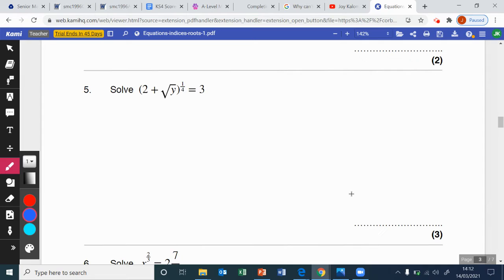We are going to continue with our second part of solving these kinds of weird equations with weird indices and weird roots and all that kind of good stuff. So let's get into it.